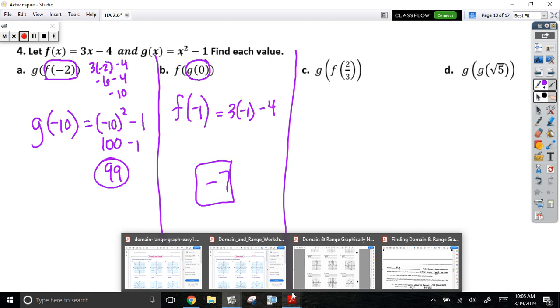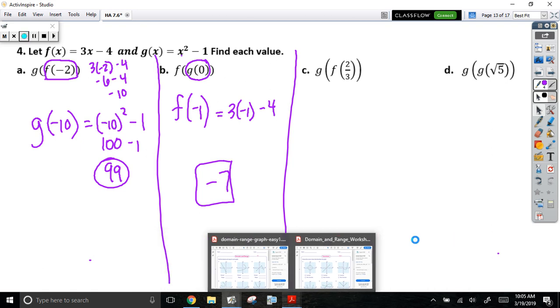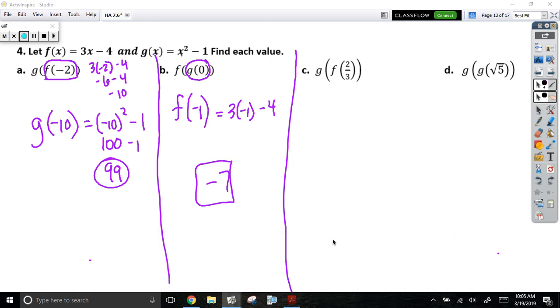Now the next one has fractions, but it doesn't make it that much harder because the denominator matches. So this would be 3 times 2/3 minus 4. You can either think of the 3's as dividing out, or you can get 6 divided by 3, which would be 2, minus 4, which is negative 2. And then we plug negative 2 in for x in the g of x function.